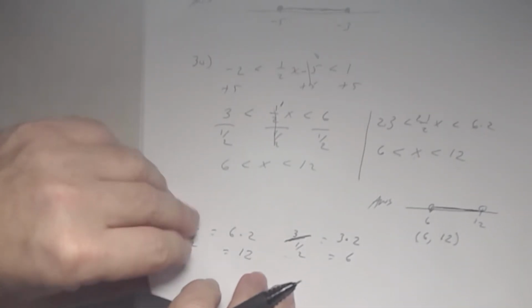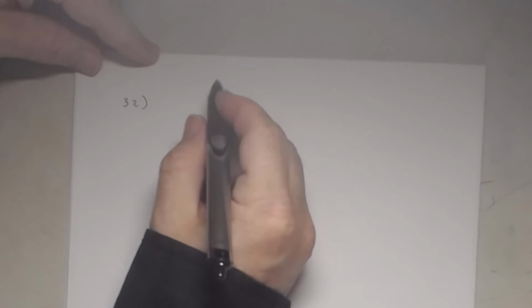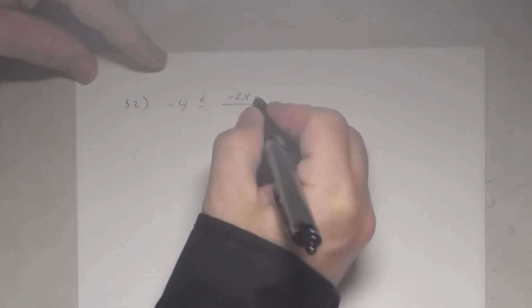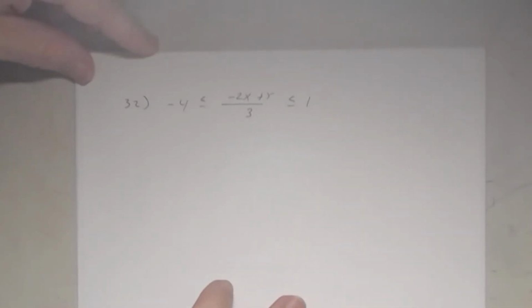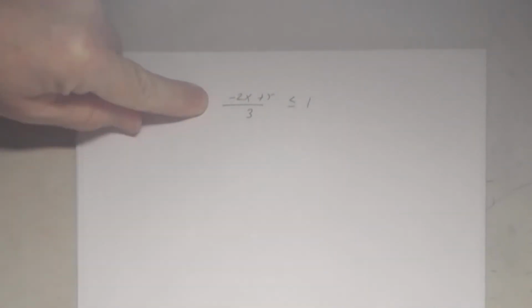Okay, let's look at 32. Now, the way I would do 32 is this way. So look at what 32 looks like. You have -4 is less than or equal to (-2x + 5)/3, which is less than or equal to 1. All right, so you have this compound inequality. And again, if I were to cover this part, and if this was an equation on the test you just took, how would you solve for x? What would be the first thing you would do?